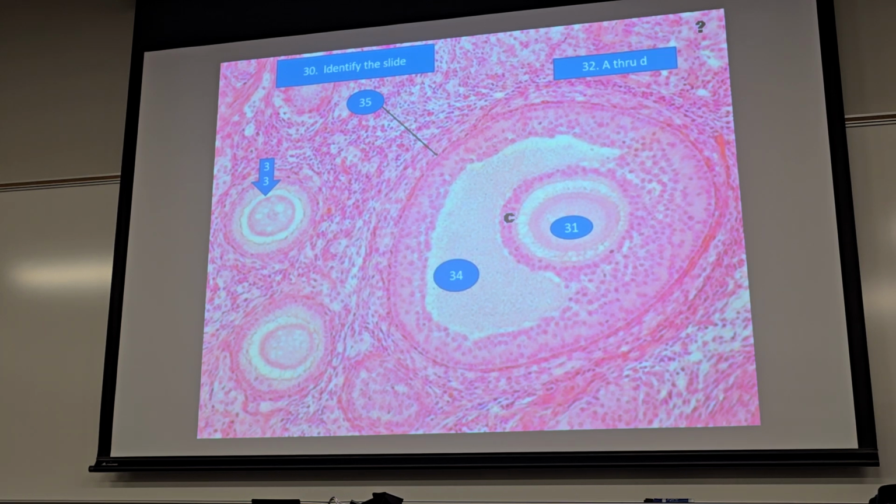Is that cool? Alright, and again, the ones you see, if that's one of the questions, it's gonna be perfect. You're gonna make sure you can see that cuboidal cell. Okay, is that good? Yeah? Alright.